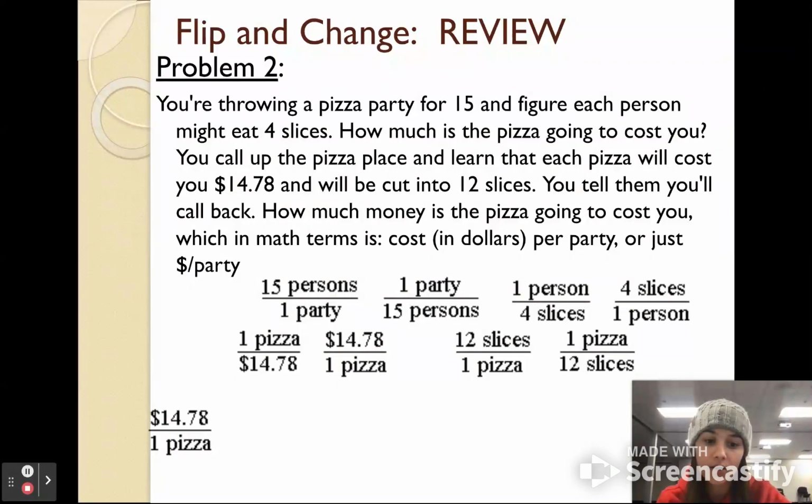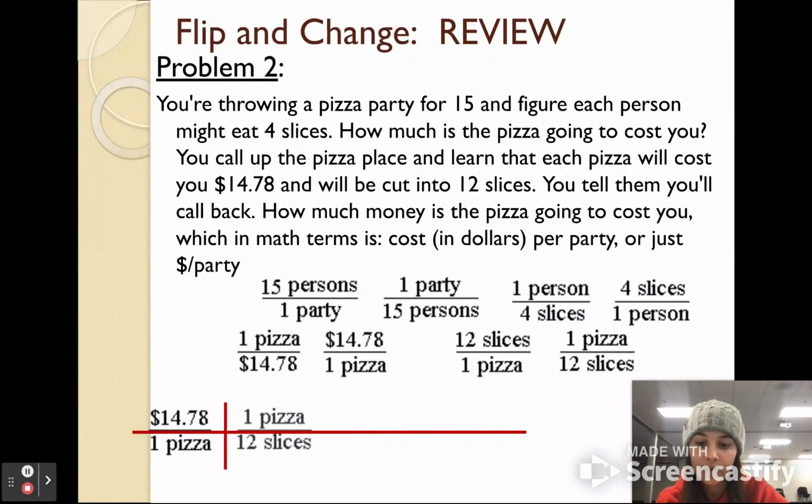If you said the one pizza over 12 slices, you'd be correct. So you can go ahead, draw your big train track line, right? You got my train track. If I put one pizza over 12 slices, pizza ends up canceling. So now what my units would be, I have dollars per slice of pizza. So I can find out how much it costs me for one slice of pizza. However, is that what we want?